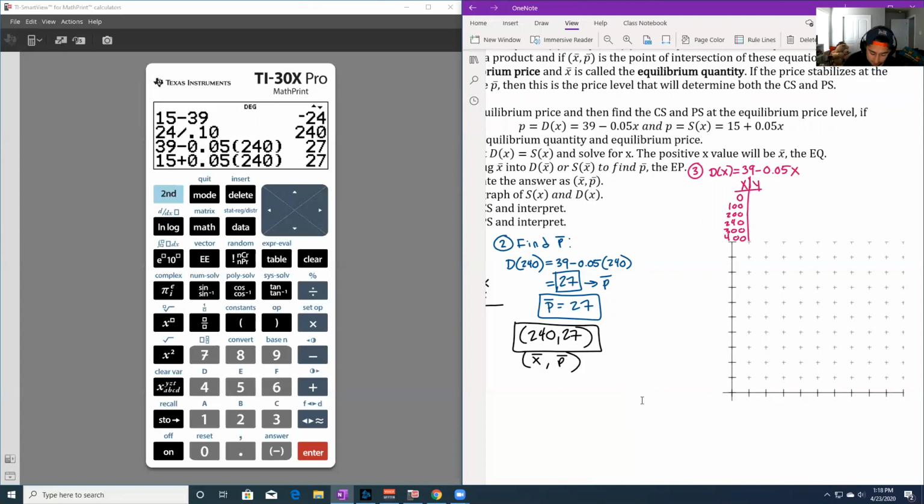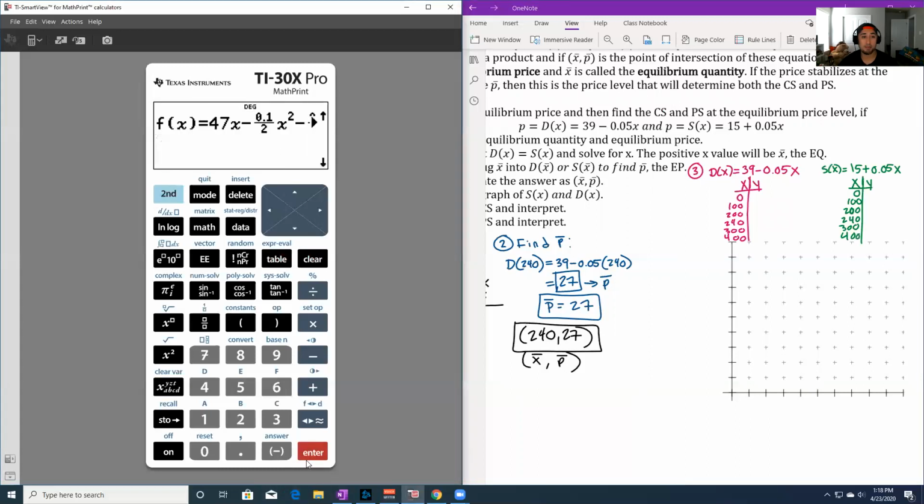And then same thing. S of x is 15 plus 0.05x. And we'll choose the same values for my XY chart: 0, 100, 200, 240, 300, 400. Okay. And the beauty of this calculator, it allows me to type in both functions.